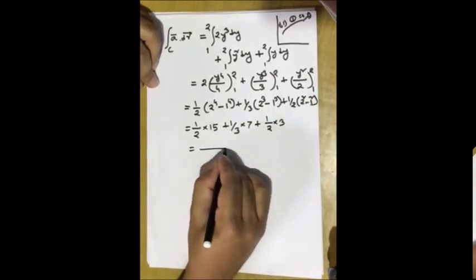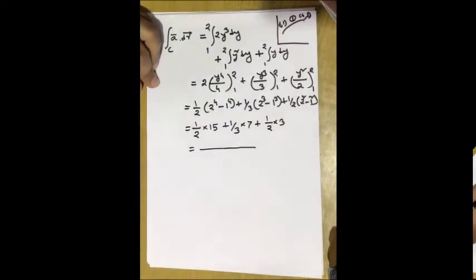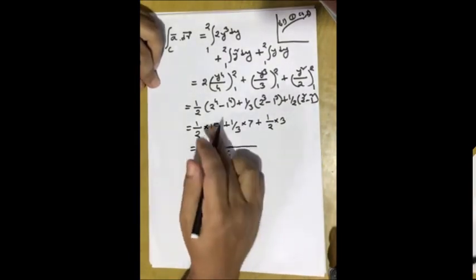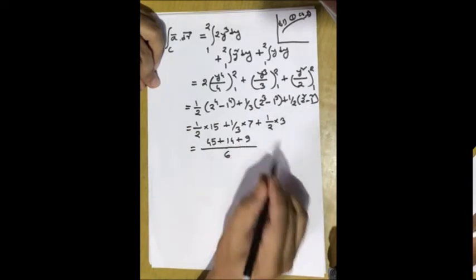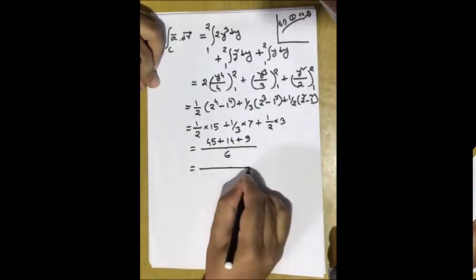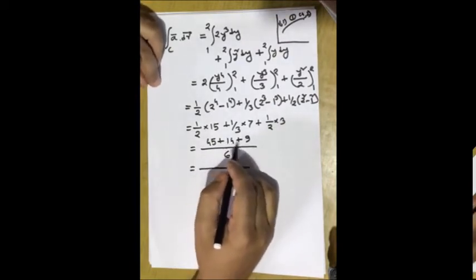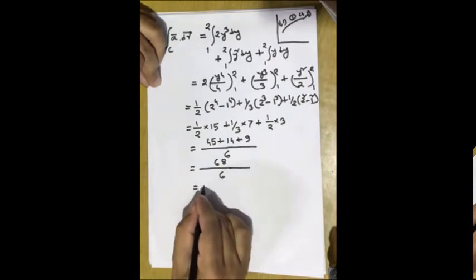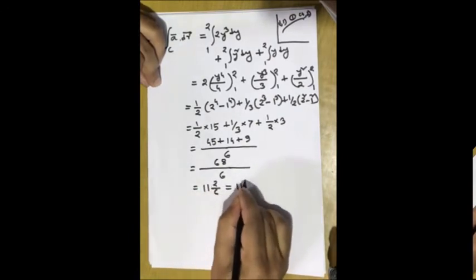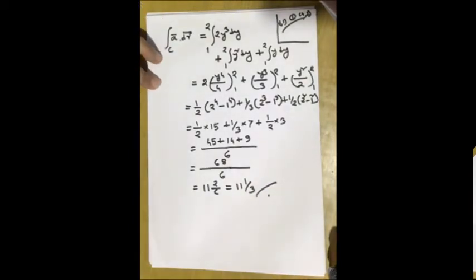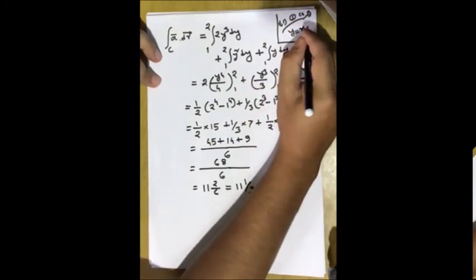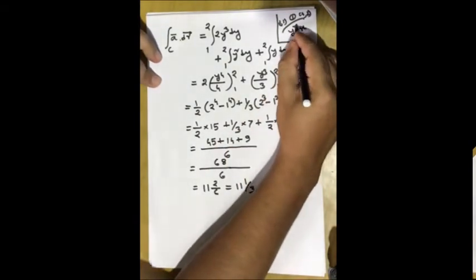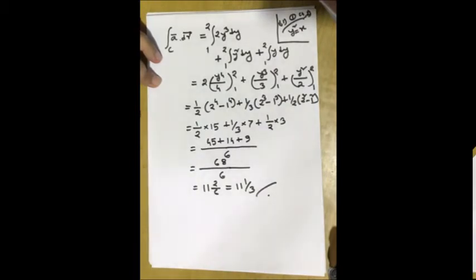Okay, so if we do it, then the final answer will be: what is the LCM? This is 6, so 45 plus 14 plus 9, that is 68, so 68/6, which is 11 1/3. So that is our answer. The value of the line integration from (1,1) to (4,2) along the path y² = x is 11 1/3. So this is the first integral which we have found.